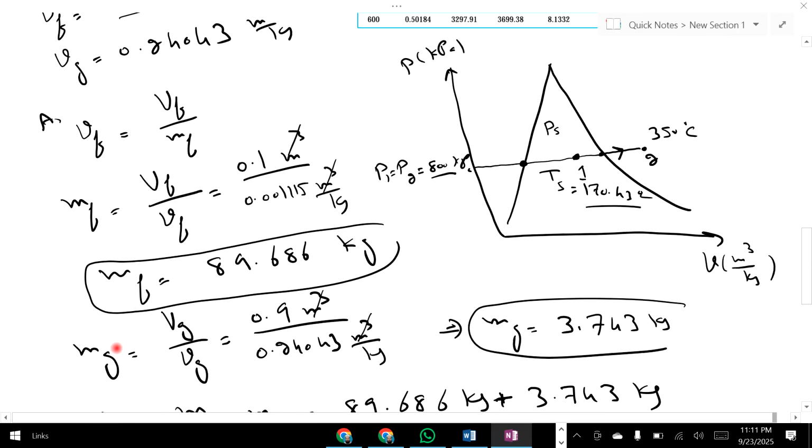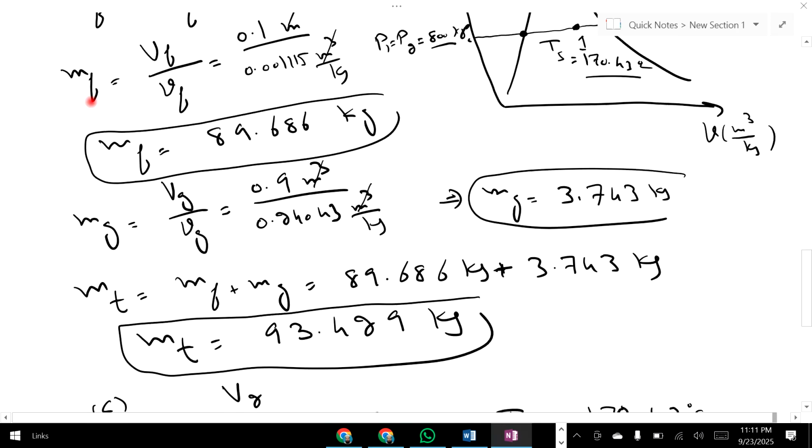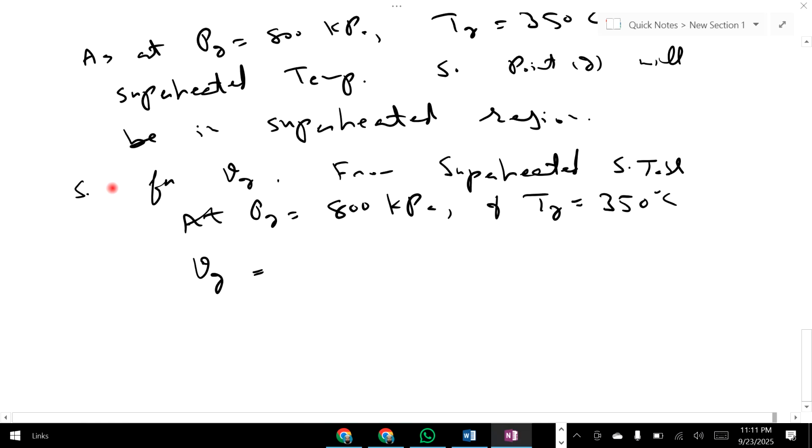Check here, this is the superheated vapor table, and this is pressure 800 kilopascal and temperature here is 350. So at 350 degrees centigrade and 800 kilopascal, this is the value of specific volume V in meter cube per kg, which is equal to 0.35439 meter cube per kg.